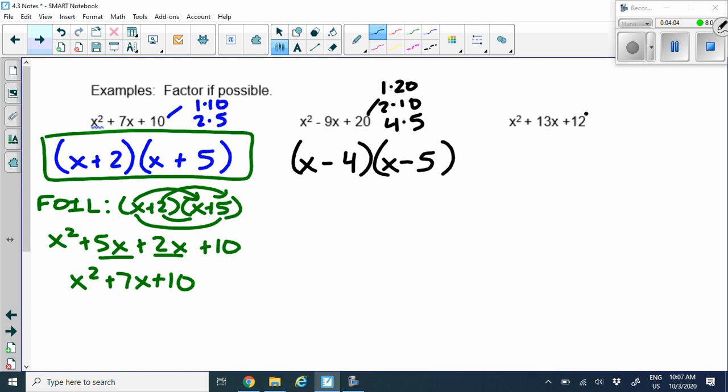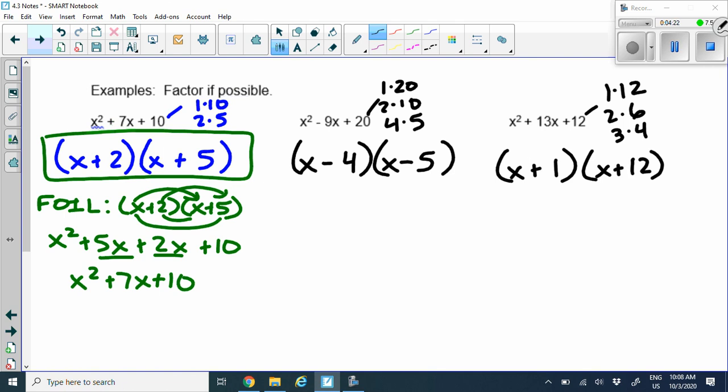Okay, let's go over this. So the factors: 1 and 12, 2 and 6, 3 and 4. The only ones that will add up to 13 are 1 and 12. So we have x and x, 1 and 12. We add up to a positive, so both of these are positive as well.